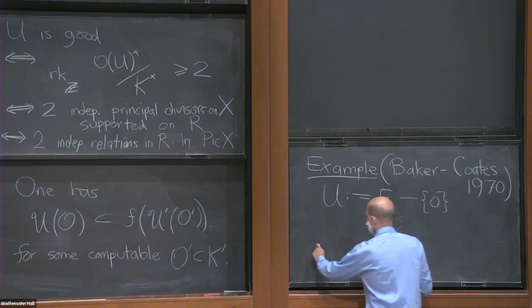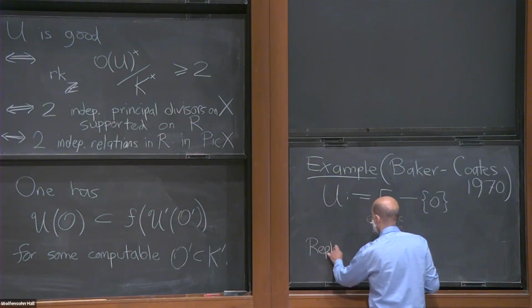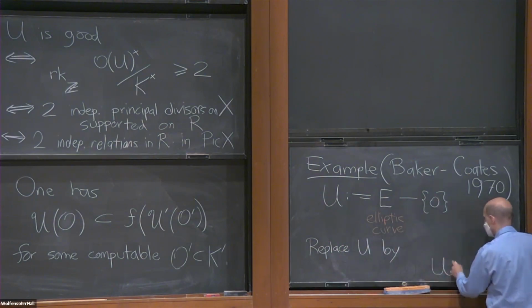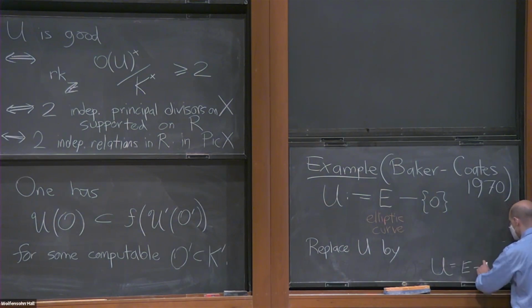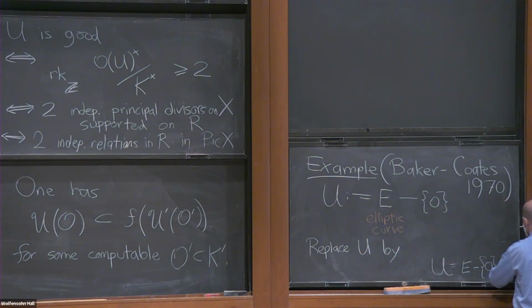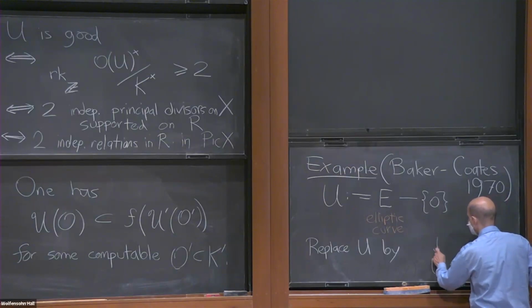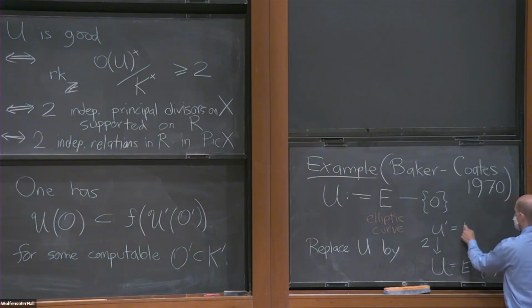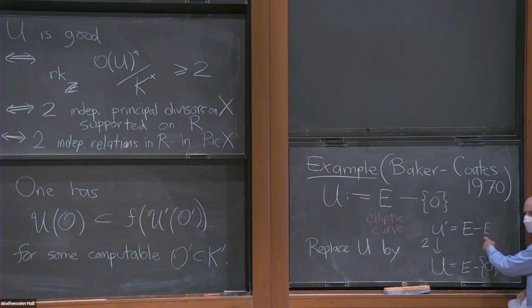So then we'll replace U by the finite étale cover given by multiplication by 2. So U is E minus the origin. Yeah, so this is bad. But if you look at multiplication by 2 and pull back under it, then you get E minus, instead of just one point removed, all the two-torsion points.